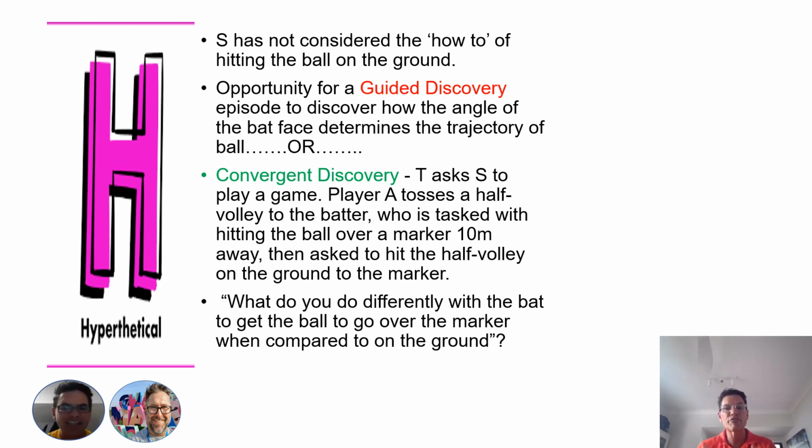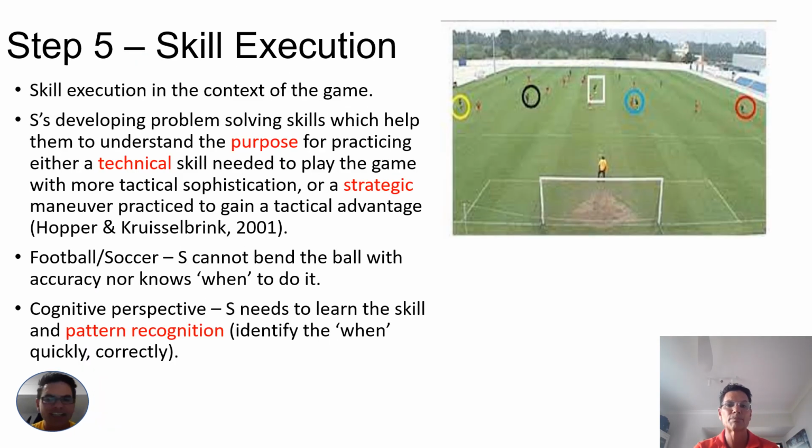Or you could go for, again, a bit of a convergent discovery, one answer. So you ask the student, you're going to play a game with a partner. Player A is going to toss a half volley to you, and I'm going to get you to try and hit the ball over a marker 10 meters away. Then game number 2, same marker stays there, but I want you to hit the ball on the ground before the marker. Then you can ask the student to ask the question before, what did you do differently to get the ball to go over the marker? What did you do to get the ball on the ground before the marker?